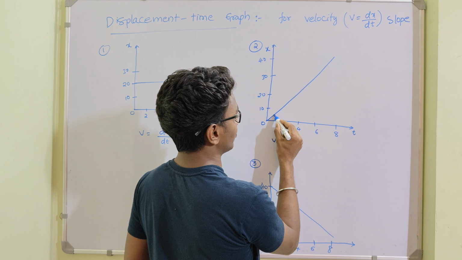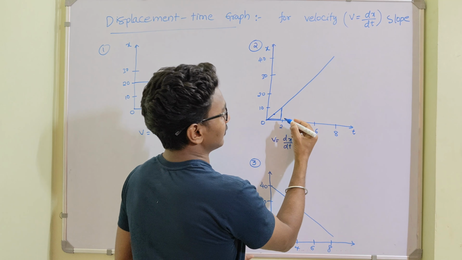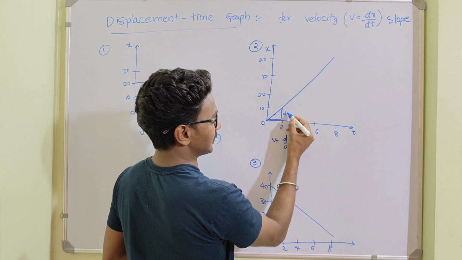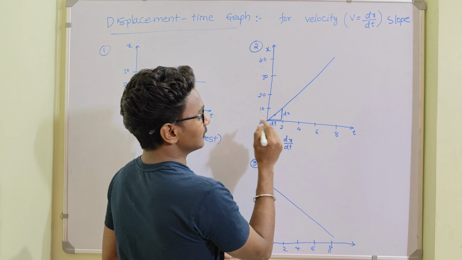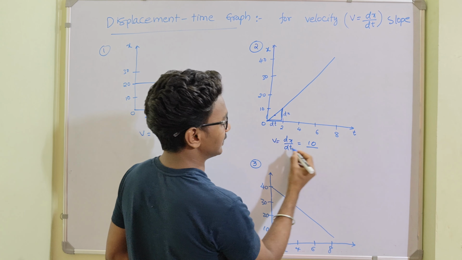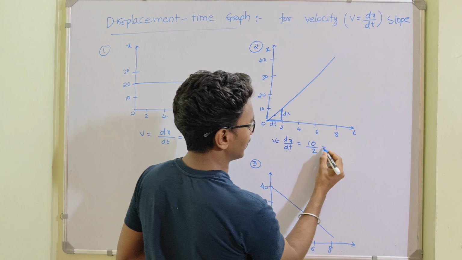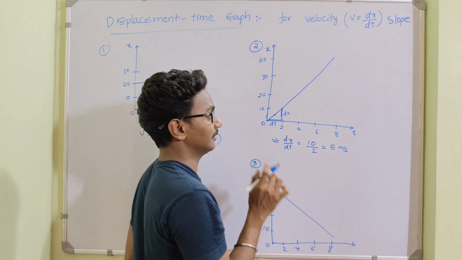Suppose I am taking this point as center. Draw a triangle like this. This side of the triangle represents change in x. This side of the triangle represents change in time. Change in x, dx, is 10. Change in time, dt, is 2. 10 by 2 is 5 meter per second. So the slope, or the velocity, is 5 meter per second.